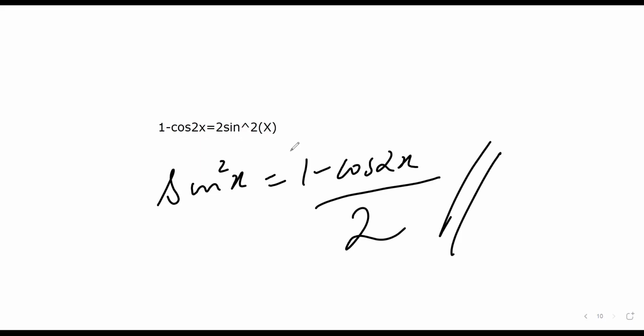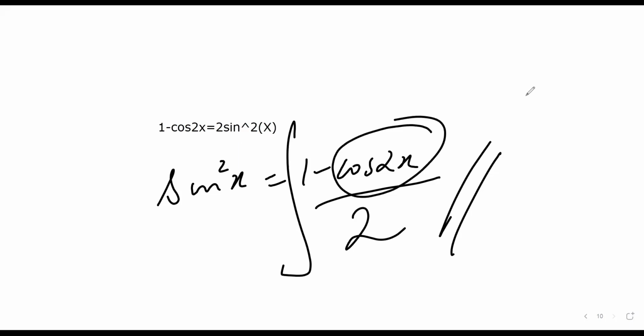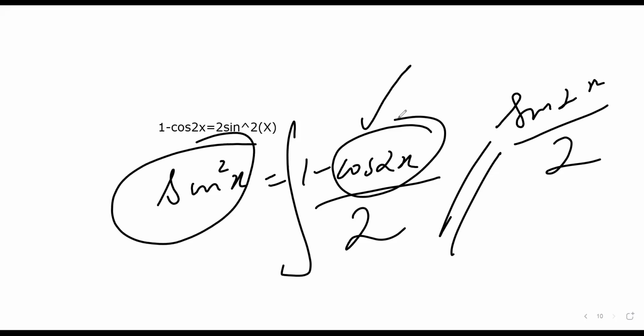We all know the integration of 1 by 2. We all know the integration of cos 2x. What is cos 2x integration? Sine 2x by 2. Then you have to apply the limits. Yes, we don't know how to integrate sine square x directly, but we know this thing. That's all.